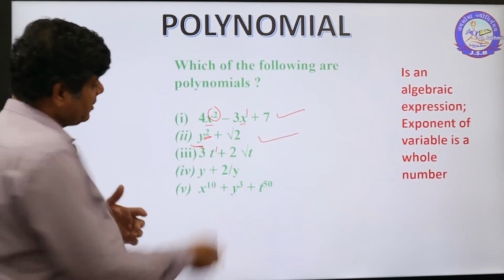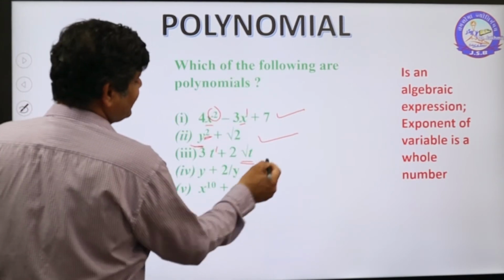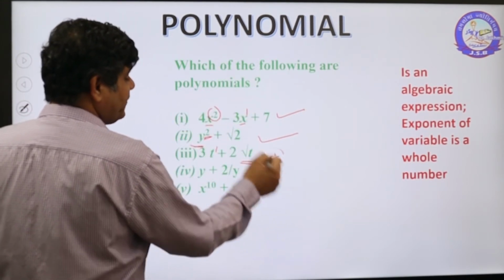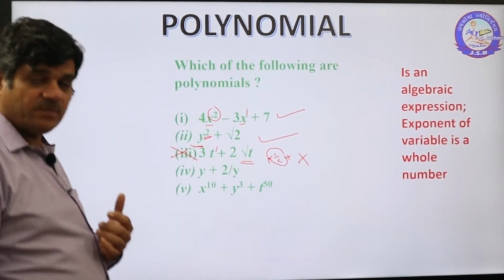It's a whole number, but problem is here. Root t means it is indirectly t to the power half. And half is not a whole number. So this is not a polynomial.